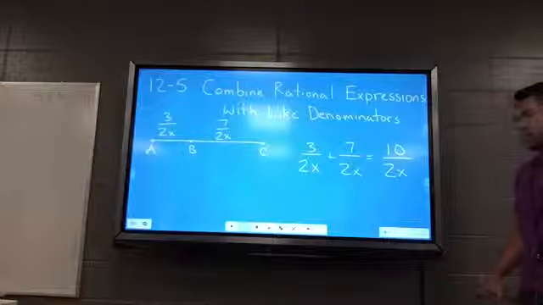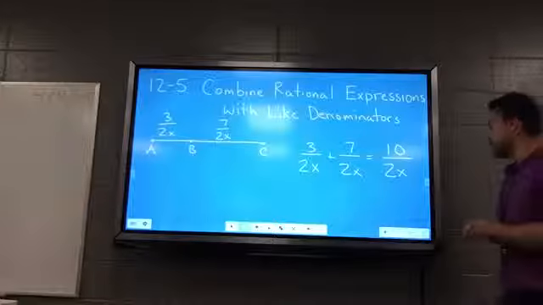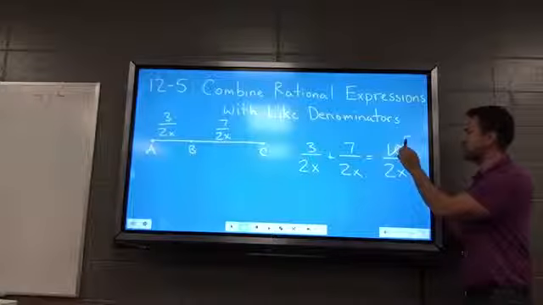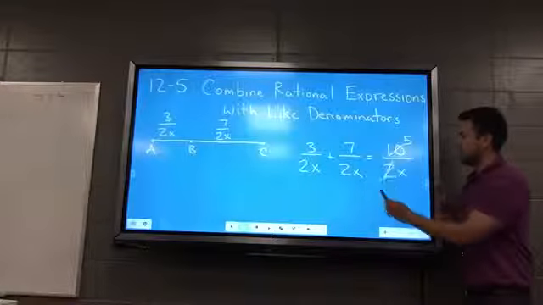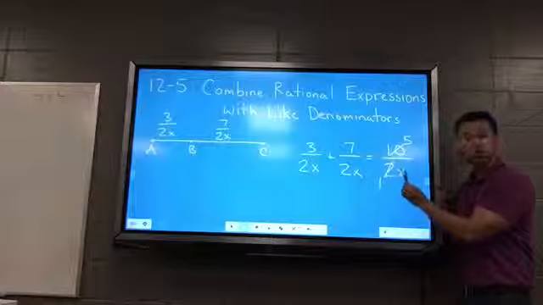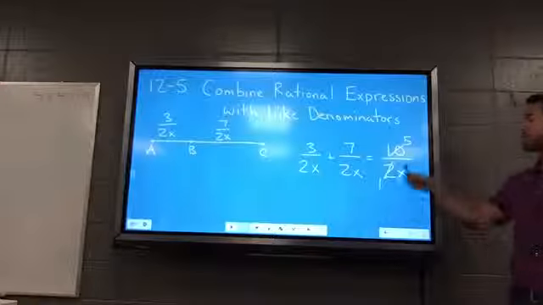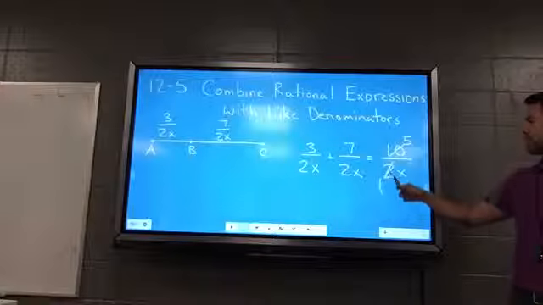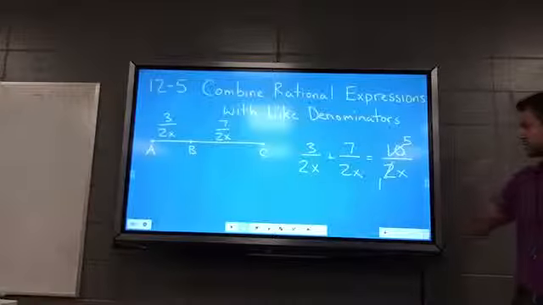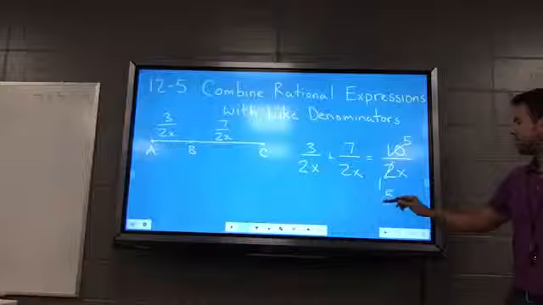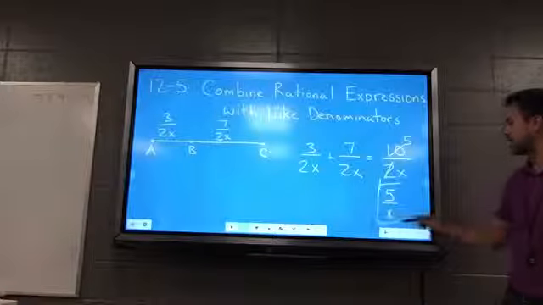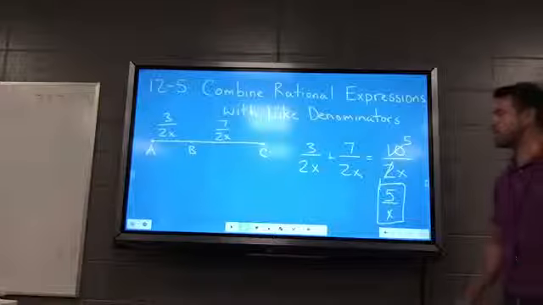Even though it's 2x, can it still be reduced? Yeah, remember, why can I do this? This is what some of you are thinking: I thought you can't do that if you have the 2x there. But what's happening between the 2 and the x? They're being multiplied, so I can undo that by dividing. Good question. So I get 5 over x. That is the length of the entire segment.